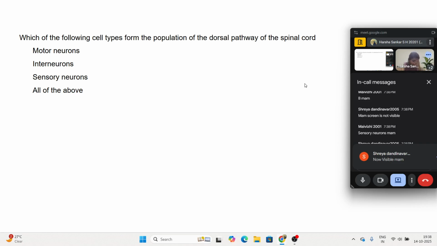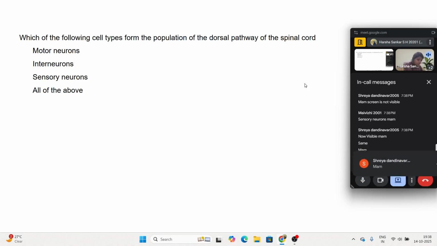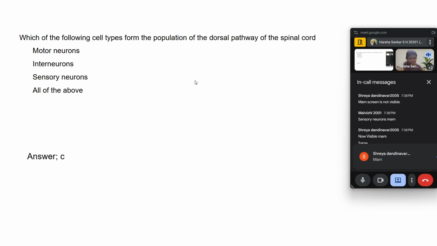So Shreya is saying, Mayuri is saying sensory. What is Shreya's answer? Dorsal pathway. Remember, we learned one of the disorders that is coming also. Okay, let's see the correct answer. The correct answer is also sensory neuron.